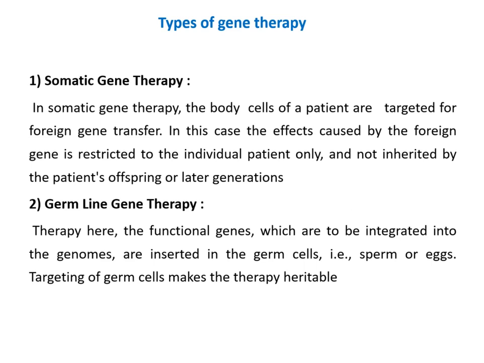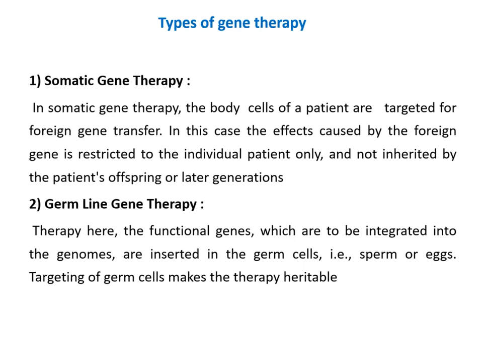So there are two types of gene therapy. One is somatic gene therapy and the other is germline or germ cell gene therapy. The name itself says somatic gene therapy. In somatic gene therapy, the body cells of the patients are targeted for the foreign gene transfer. In this case, the effects caused by the foreign gene are restricted to the individual patient only. It is not inherited by the patient's offspring or later generations. It is only individual patient treatment. That is called somatic gene therapy.